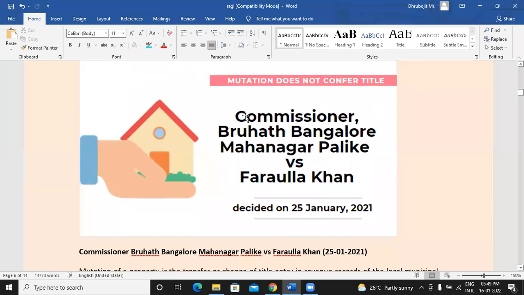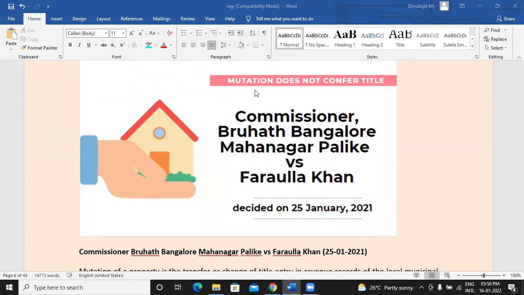So this case talks about how mutation does not confer title. Now, what is title? What do you mean by title? Title means ownership of the property, the owner of the property. So that means mutation does not confer title.